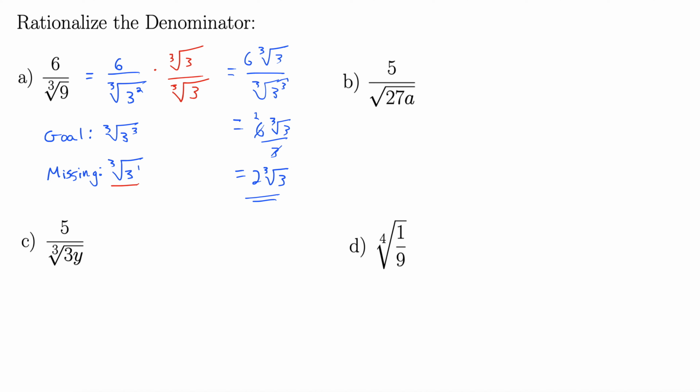Let's try B. We have 5 over rad 27a. First things first, you always want to simplify first. So I'm going to put that in red up here. Always simplify the radicals first. So look, we have 27. Well, 27 is actually 9 times 3, and then 9 comes out of the radical as a 3, because 9 is 3 squared. So we can break this down to 5 over 3 rad 3a.